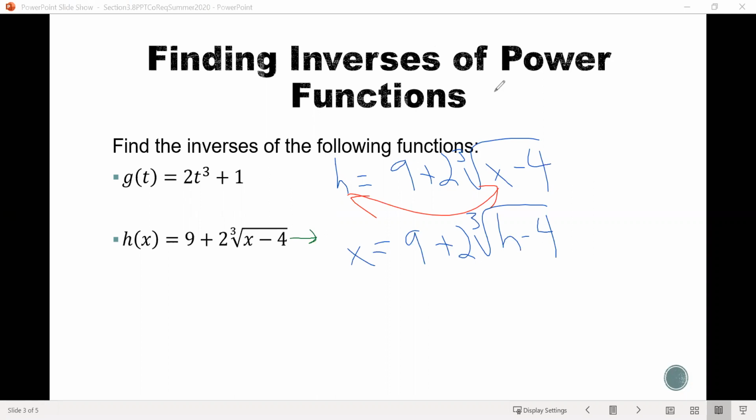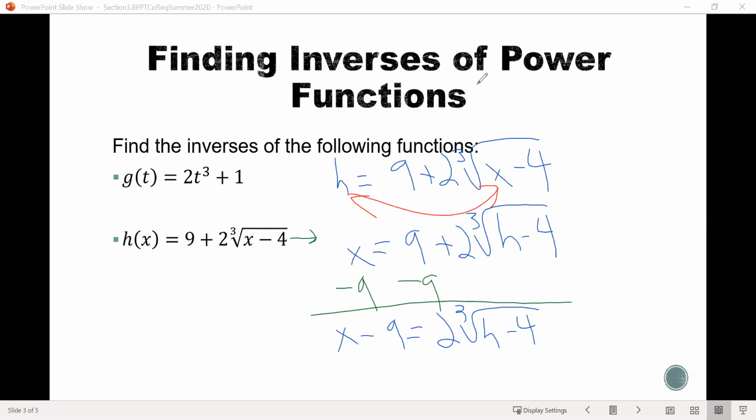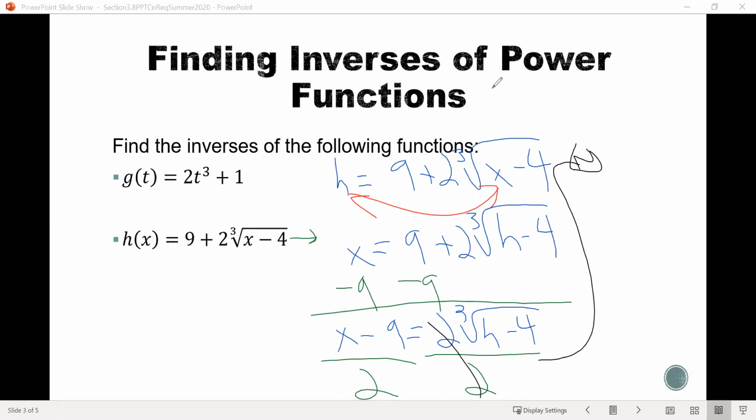We'll start to isolate the h there. So we'll subtract 9 from both sides. So we end up with x minus 9 equals 2 times the cubed root of h minus 4. We need to isolate the cubed root term, so we'll divide by 2 on both sides, because the h and the 4 are underneath the cubed root, so we can't do anything with them yet. So then we have x minus 9 over 2 equals the cubed root of h minus 4.